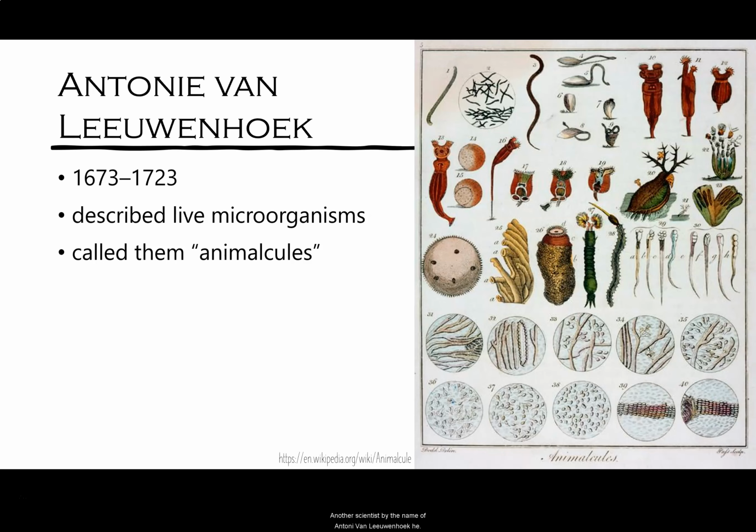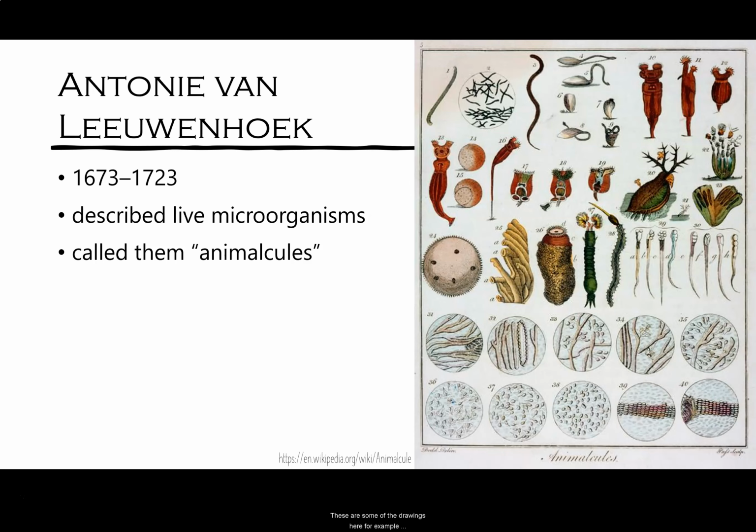Another scientist by the name of Antony van Leeuwenhoek took Hooke's work and extended it even further. He refined the microscope that Hooke was using, made it even better, and he continued to look at microorganisms. What's really cool about van Leeuwenhoek is he was not a scientist by trade, but it was a hobby for him. He did this for fun. And when he looked at a variety of different specimens under the microscope, he saw the first living microorganisms, those that were moving. He called them animalcules.